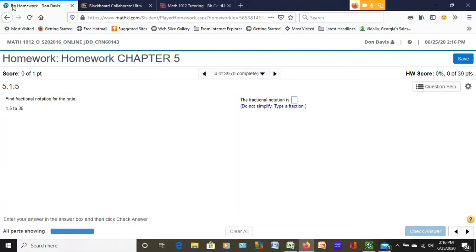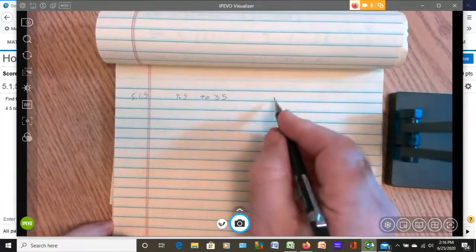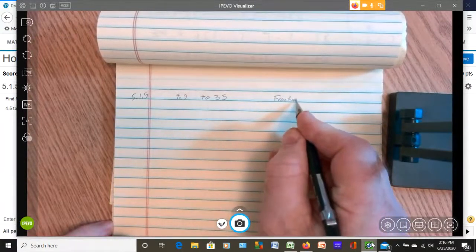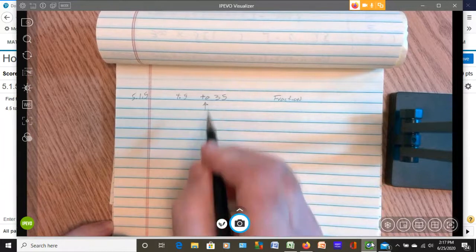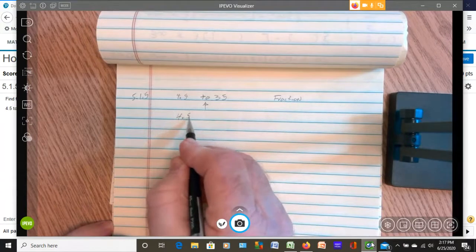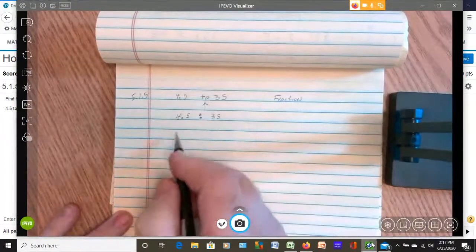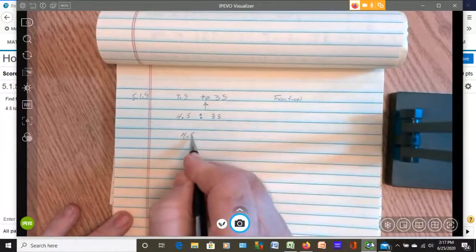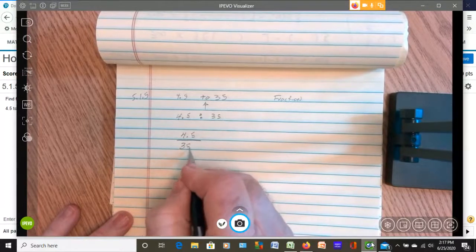Alrighty, so let's look at the pad for a few minutes on this one. Now you notice they specified they wanted fraction notation. You say, well, what other notations are there? Well, this is one notation, 4.5 to 35. We could have had 4.5 colon 35. And then the fraction notation format is to simply say it's 4.5 over 35.